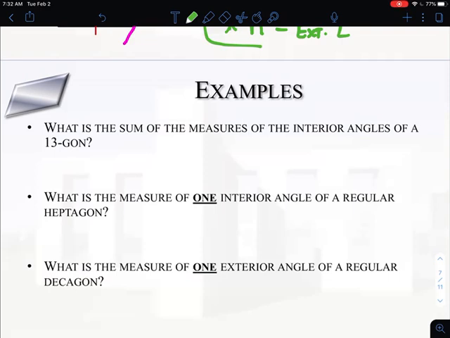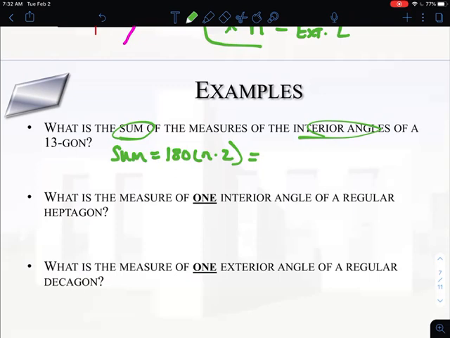So if we look at some examples here, just to get us a little practice. It says for the first one, what is the sum of the measures of the interior angles of a 13-gon? So looking for key phrases or terms, the sum of the interior angles. So the sum of the interior angles, when we wanted to calculate that, was 180 times n minus 2.